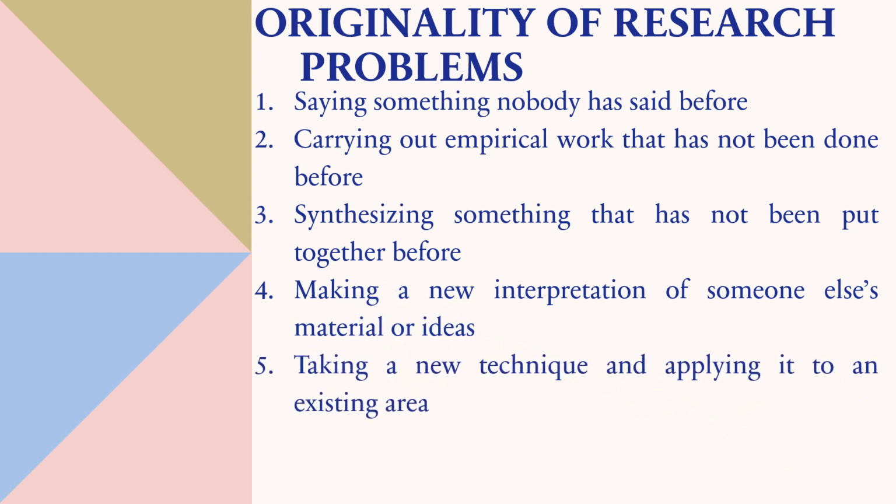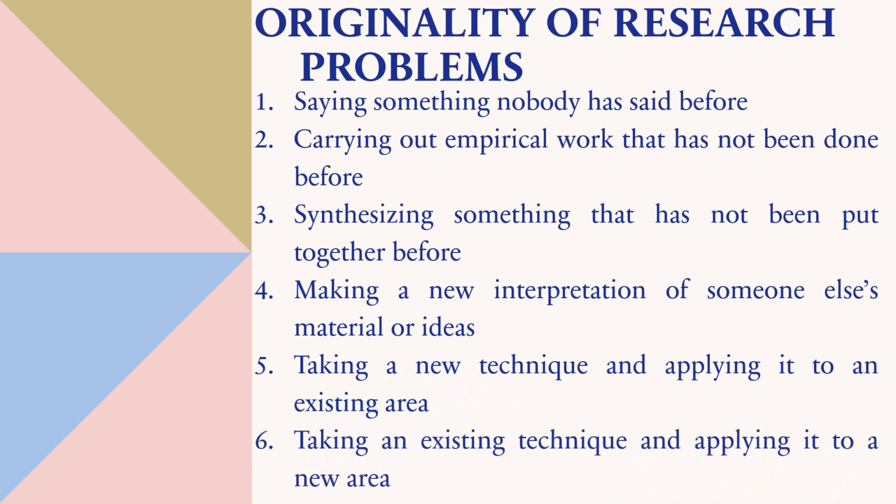Then number five, you can take a new technique and apply it to an existing area. So you might find that there is an existing area which has been researched. For example, it may be social science, natural science, an area in agriculture, or an area in environment. But then you find that there's a new technique which has been developed, for example, in health. Then you apply it in an existing area like agriculture, environment, or ecology. And in that case, your problem will be considered original.